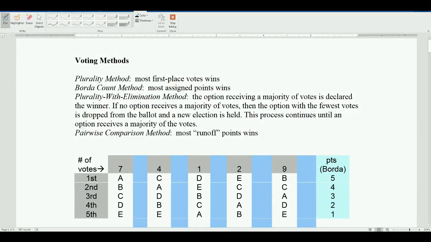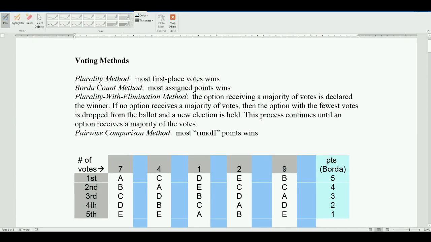Voting methods. We're going to focus on 4 different voting methods. With the plurality method, which is the easiest, you just look at the first place votes. Whoever has the most first place votes wins. The person who wins may not have a majority. No big deal. We're just looking for the most first place votes.